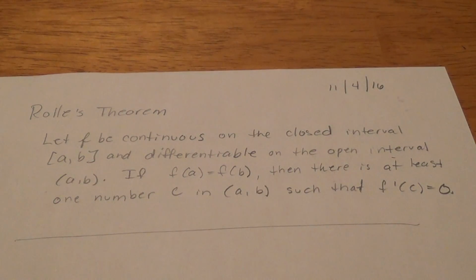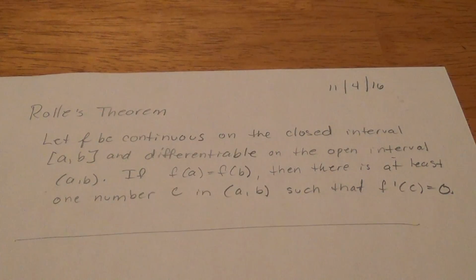So if f of a equals f of b, then there is at least one number c in (a, b) such that f prime at c equals 0. So you write that down and then turn me back on and I will blab on about it.